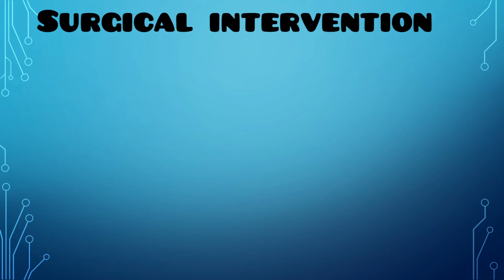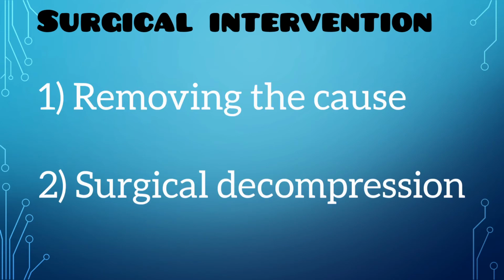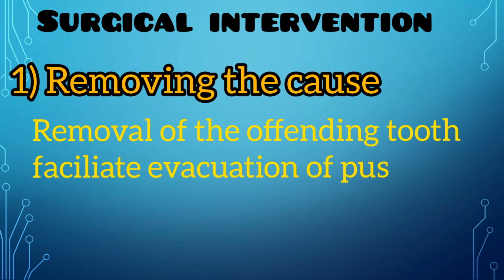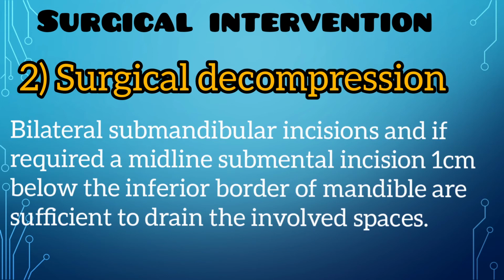So next comes the surgical intervention. There are mainly two aims for doing the surgery, that is for removing the cause of infection and for surgical decompression. Removing of the offending tooth may facilitate the evacuation of the pus. Surgical decompression is done by bilateral submandibular incision and if required a midline submental incision 1 cm below the inferior border of the mandible are sufficient to drain the involved spaces.